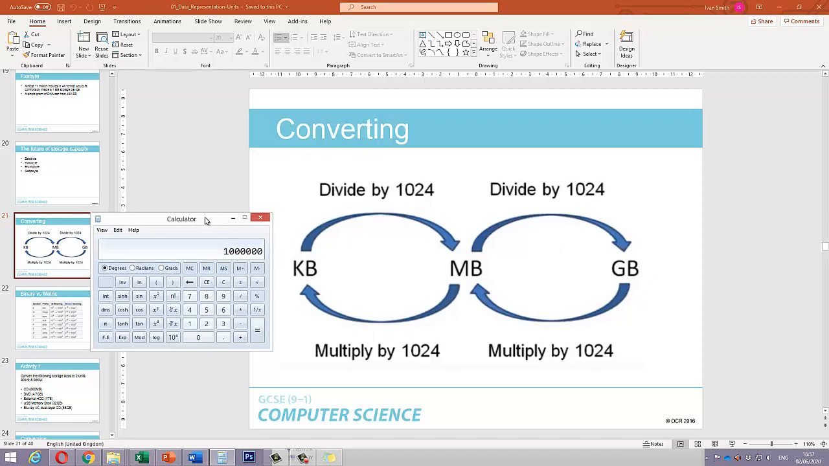And again, it's just the reverse process if we wanted to go from kilobytes into megabytes into gigabytes. Only this time we're going to divide as opposed to multiply. So I'm going to divide by 1,000. That gives us 1,000 megabytes. And then I'm going to divide again by 1,000.